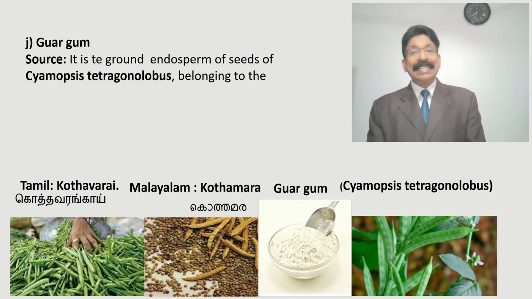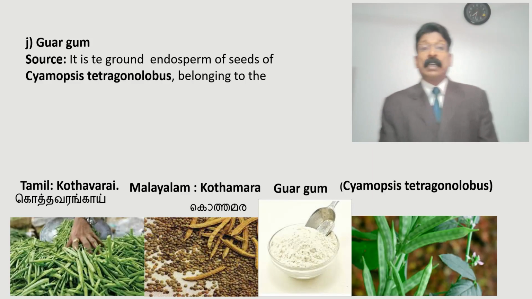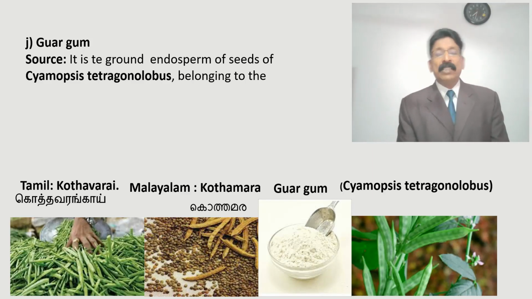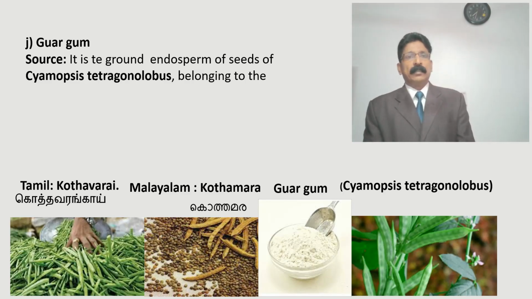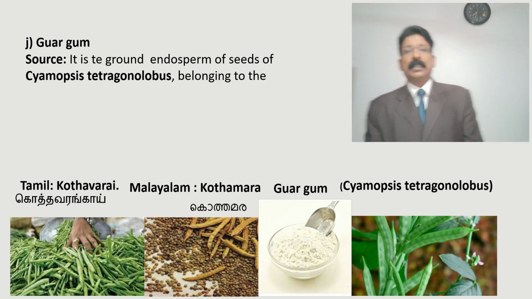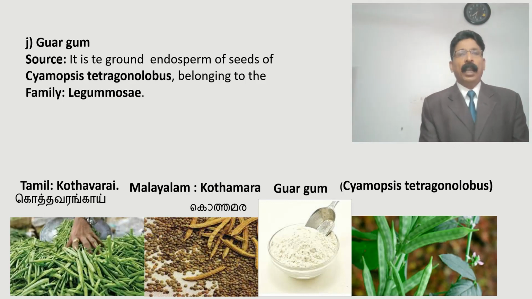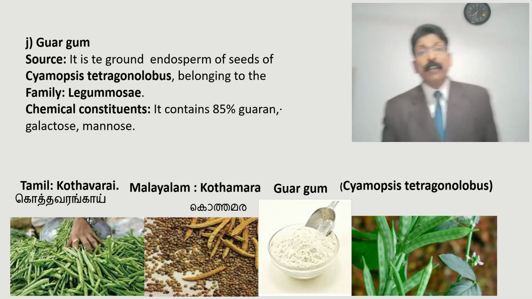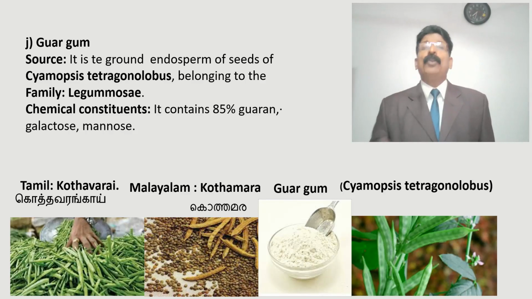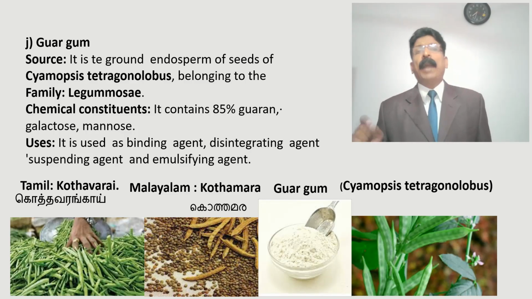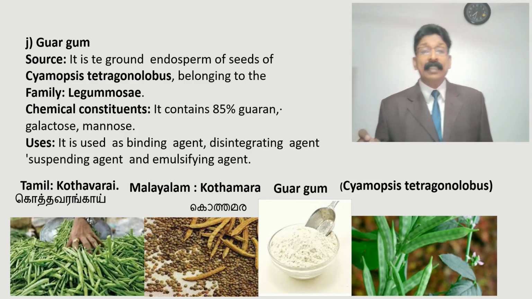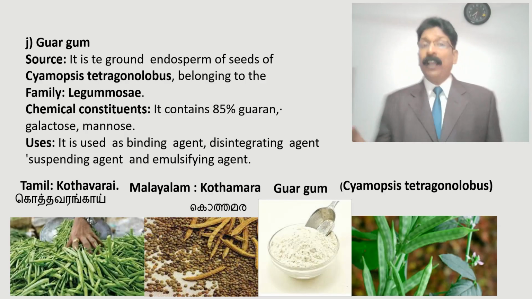But this we prepare as a powder from the seeds. The source is the ground endosperm of the seeds of Cyamopsis tetragonolobus, belonging to the family Leguminosae. The chemical constituent present contains 85% of guaran, galactose and mannose. It is used as a binding agent, disintegrating agent, suspending agent and emulsifying agent. So, interesting application of guar gum.